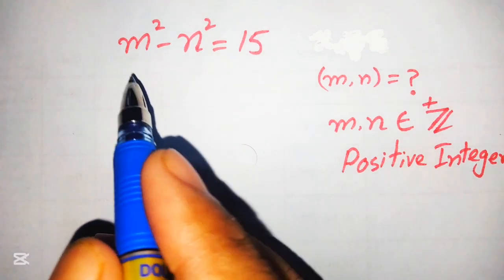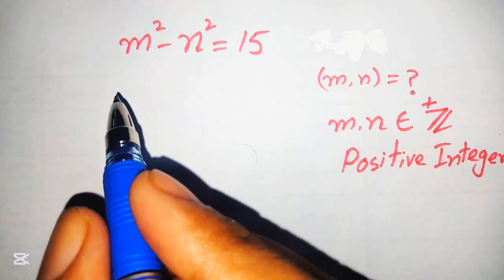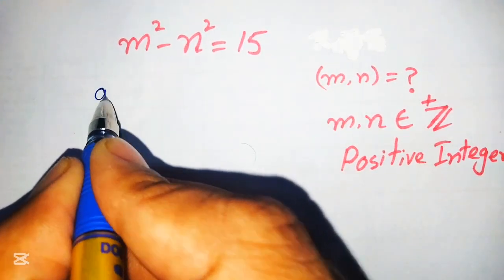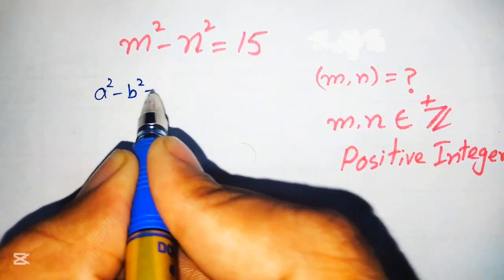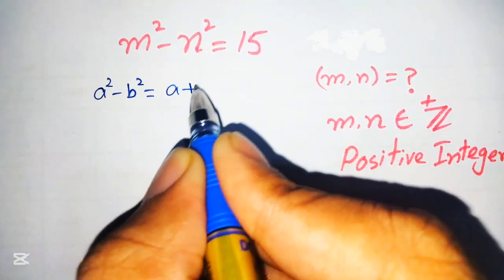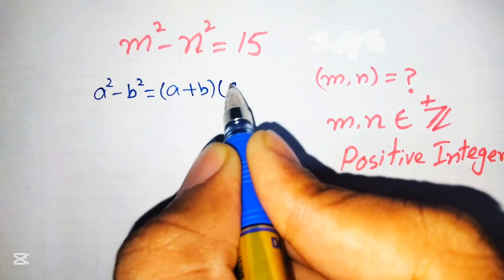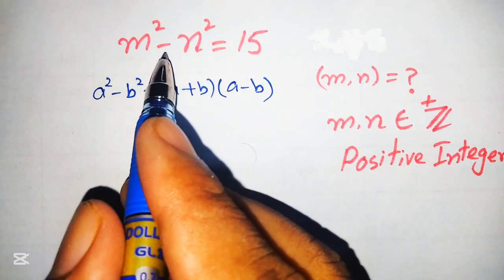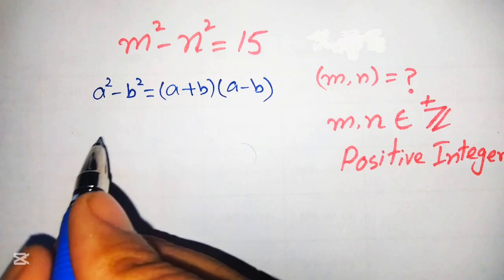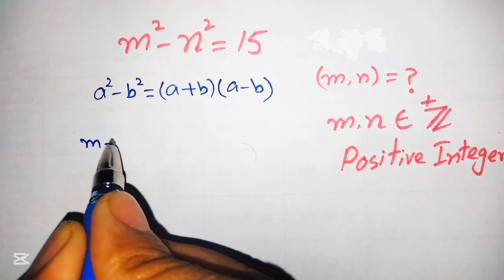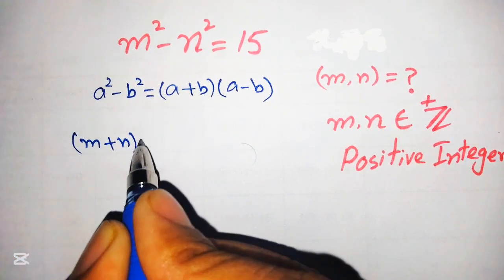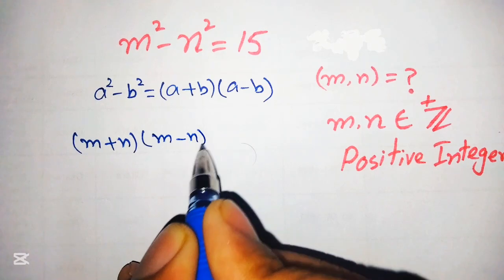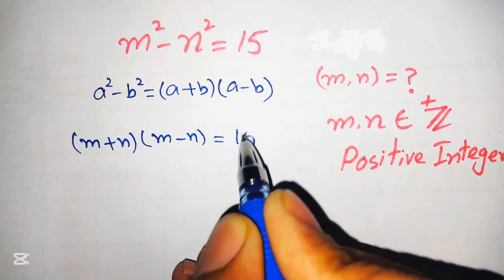To solve this, first we will use a basic mathematical identity, which is a square minus b square is equal to a plus b times a minus b. So according to this formula, we can write the left hand side of the given question as m plus n times m minus n is equal to 15.